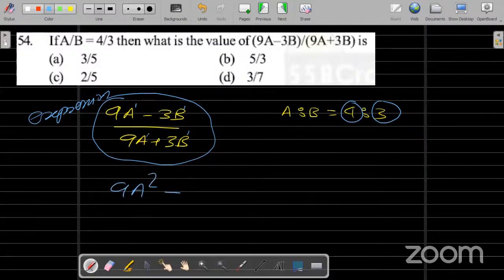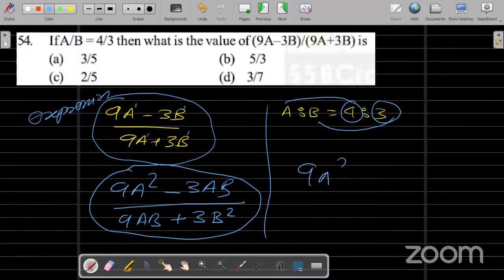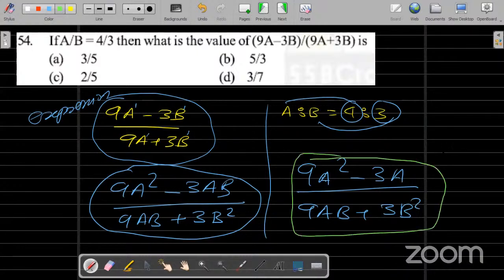Now, (9A square minus 3AB) divided by (9AB plus 3B square) also is a homogeneous expression. If you are asked to get the value of this expression, then also just substitute A equals 4 and B equals 3. Whereas, if the expression is like this, (9A square minus 3A) divided by (9AB plus 3B square), this expression is not homogeneous. Why? Because the total power of variables is not the same. Not homogeneous.